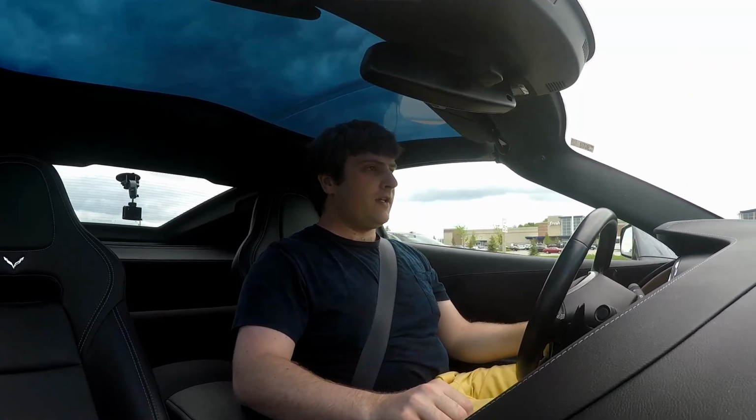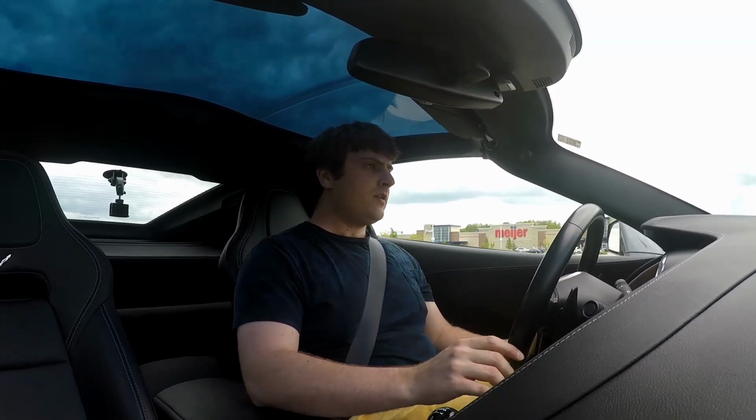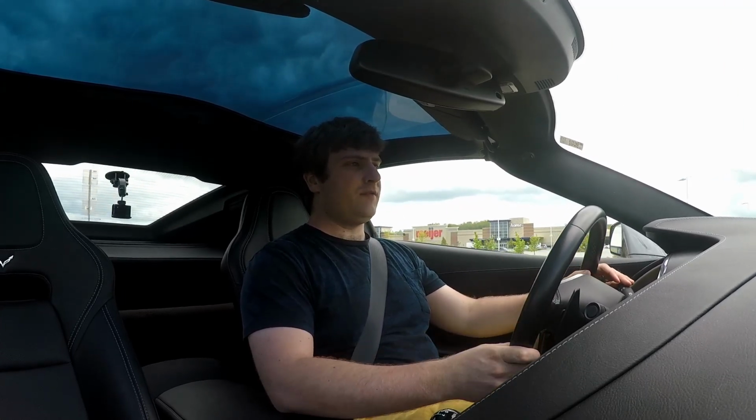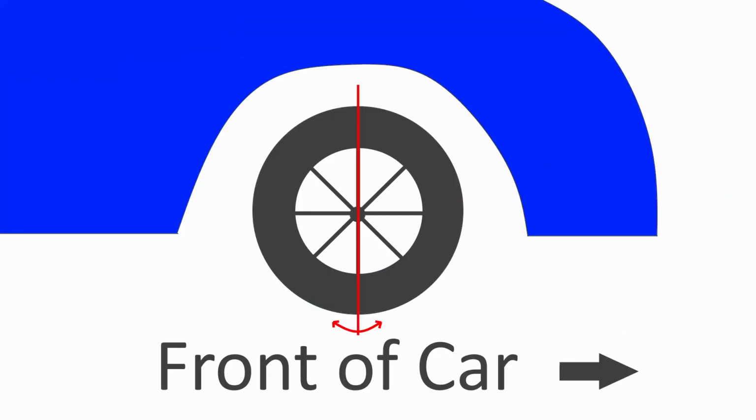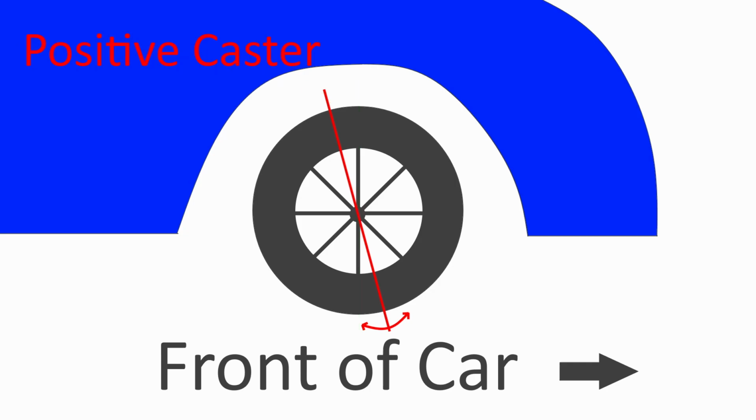I've done a couple of videos on tire alignment, so I thought I'd do one on caster. So what exactly is caster? Well, if you look at the side of a wheel, caster is just the angle at which the tire rotates with respect to the vertical. So if that axis is pointed down towards the front of the car, that's going to be positive caster. If it's pointed down towards the back of the car, that's going to be negative caster.